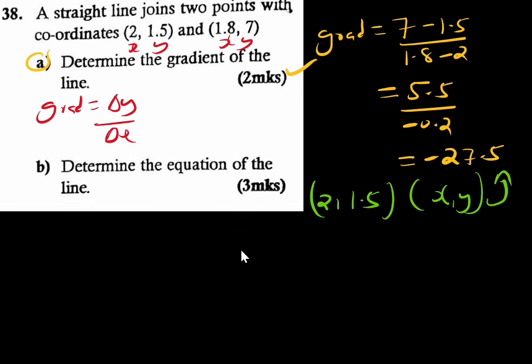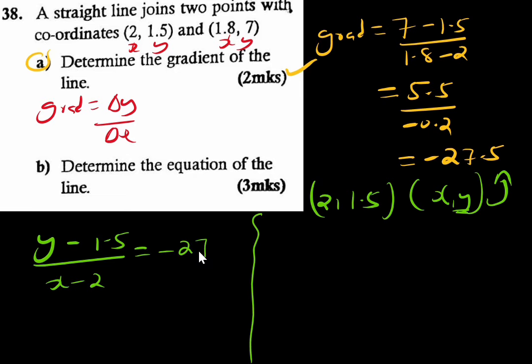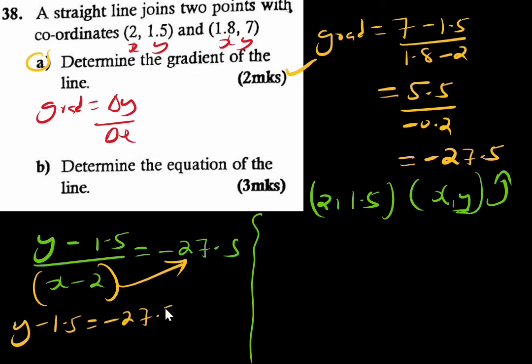Allow me to work on this other side. So the gradient, we have change in y over change in x. This is y minus 1.5 over x minus 2 is equal to negative 27.5. I'm going to remove this denominator by multiplying both sides by x minus 2. So here I have y minus 1.5 is equal to negative 27.5 into bracket x minus 2. I'm going to use a bracket. Then I'm going to open this side.